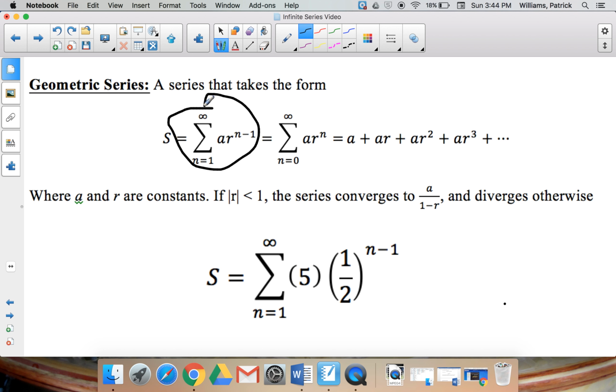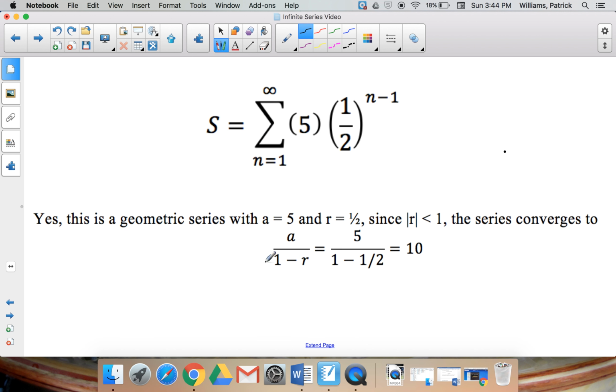We start with n is equal to 1, and we raise our constant r to the power n minus 1. In this case, our value for a is equal to 5. Whoa, that's a crazy looking arrow. Okay, that works. And r is 1/2. So in this case, the absolute value of r is less than 1. So the series will actually converge to a over 1 minus r. And if we just plug in our values for a and r, we'll get that this series converges to the value of 10. All right, pretty simple.